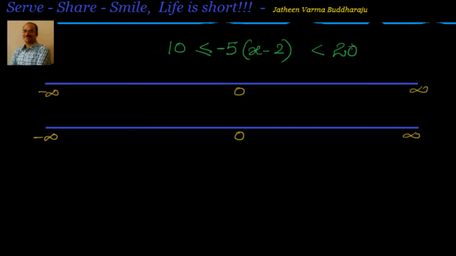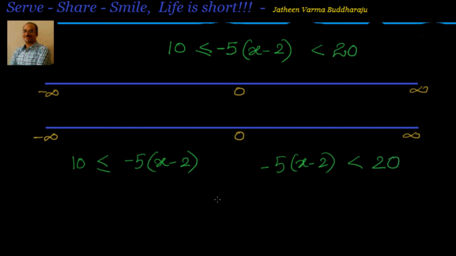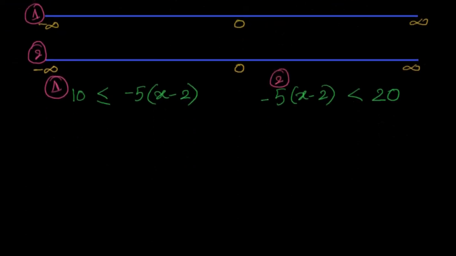Let us solve this problem. Interesting one. 10 less than or equal to -5(x - 2) less than 20. If you can divide this, we have two linear inequations. The first one is 10 less than or equal to -5(x - 2). The other one is -5(x - 2) less than 20. So we have to solve these two, find out those solutions, then put them in the common. Let us say this is number 1 and this is number 2. Let's go ahead and find out the solution for them.